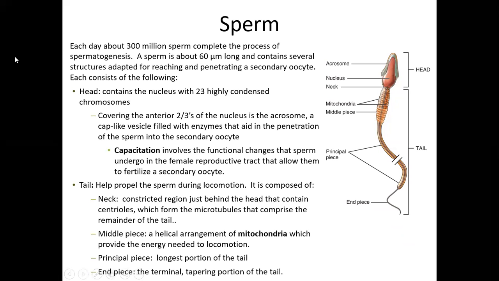Each day, about 300 million sperm are able to complete that process of spermatogenesis. And just think about that number. 300 million are produced every day once a man hits puberty. Now, that number definitely goes down as they get older. But just think about the fact that only one sperm is needed to make a baby. And what that means is a lot of sperm are produced but really have no role in doing anything, and so they'll essentially die off.